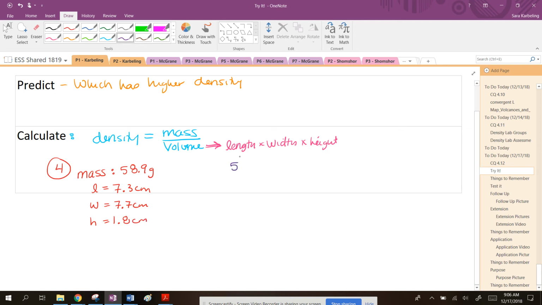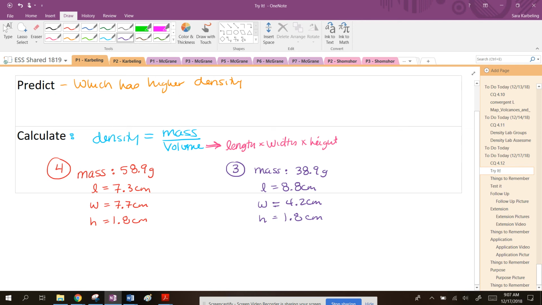If you are in charge of block 3, the mass is much smaller, 38.9 grams. The length is 8.8 centimeters. The width is 4.2 centimeters. And the height is 1.8 centimeters. They're the same height. Huh. There you go. All right.